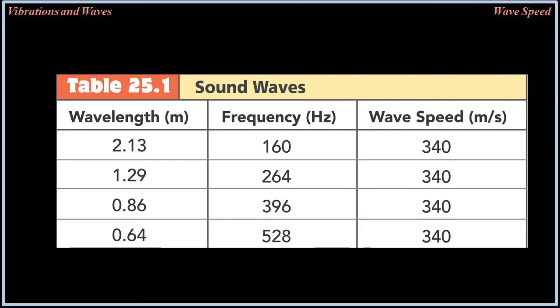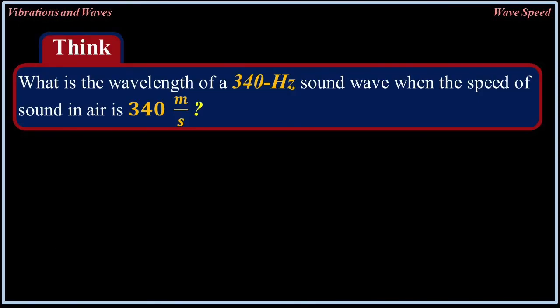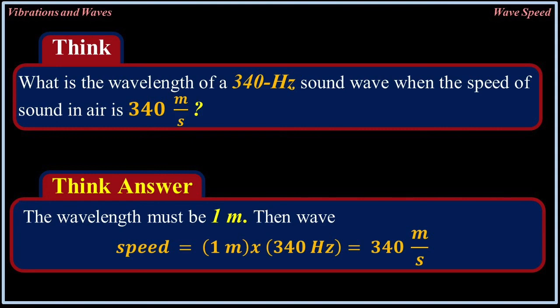Table 25.1 shows some wavelengths and corresponding frequencies of sound in air at the same temperature. Think. What is the wavelength of a 340 hertz sound wave when the speed of sound in air is 340 meters per second? The wavelength must be 1 meter. Then wave speed equals 1 meter times 340 hertz equals 340 meters per second.